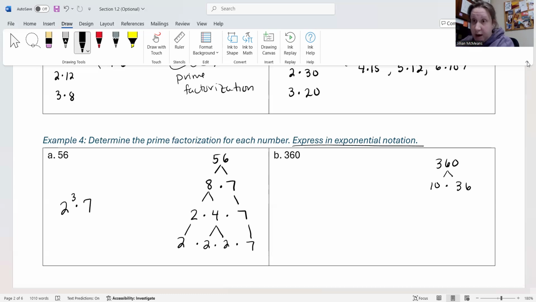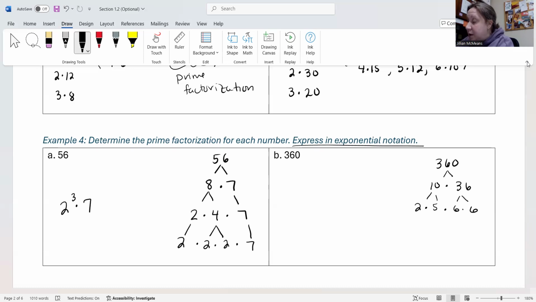Well, 10 is not prime. 36 is not prime. So 10 can be written as 2 times 5. 36 can be written as 6 times 6. Now for 36, you could have done 4 times 9. You could have done 3 times 12. You could have done 2 times 18. I just happened to choose 6 times 6. So again, you can choose any two factors of these non-prime numbers.